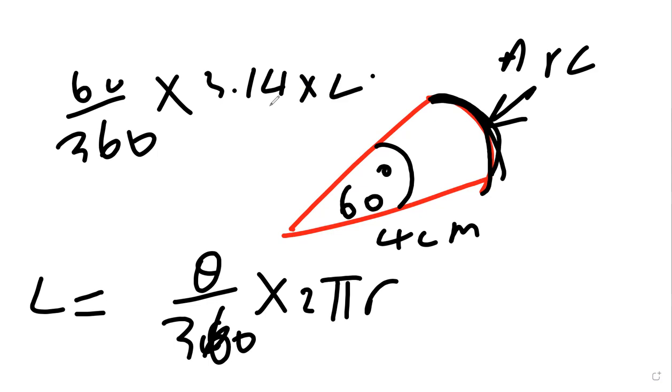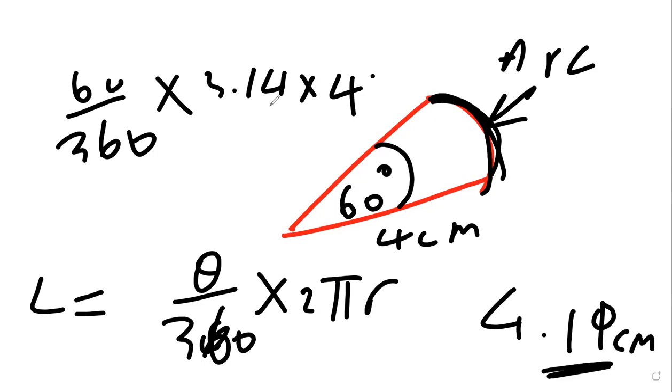r is 4 centimeters. So all I'm going to do is say 60 divided by 360 times 2 times pi times 4. That gives us 4.19 centimeters, always rounding off to the nearest tenth. Right? So let's move on to another question.